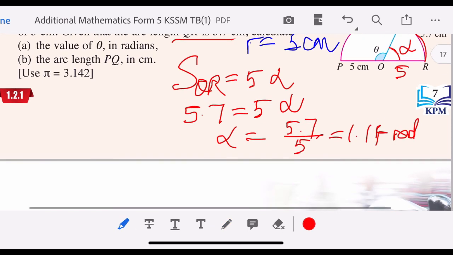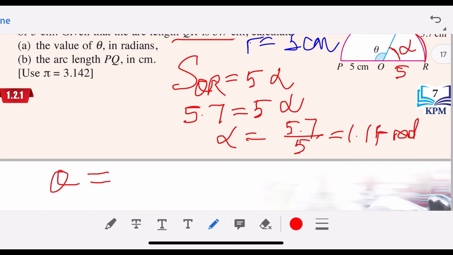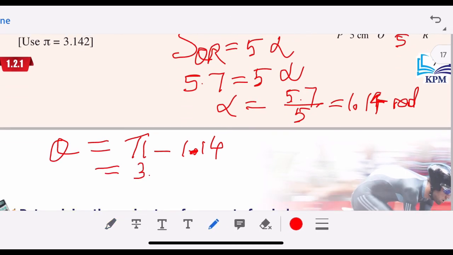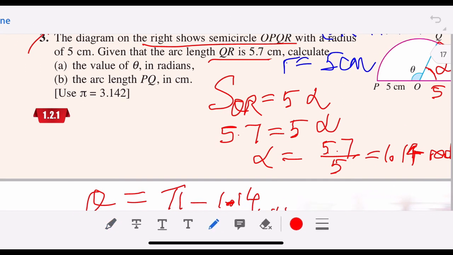Then the theta should be, semicircle is pi radian, right? Minus 1.14. You must use the pi given, 3.142 minus 1.14. So the answer is 2.002. So the theta is 2.002.